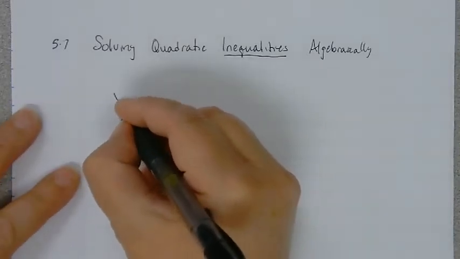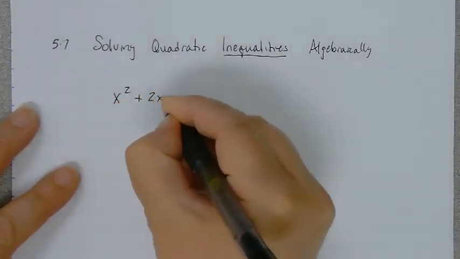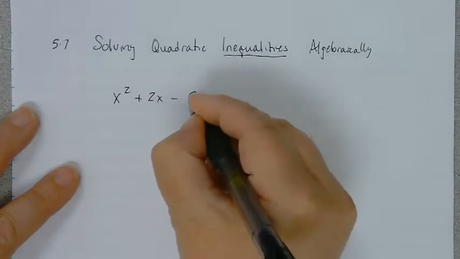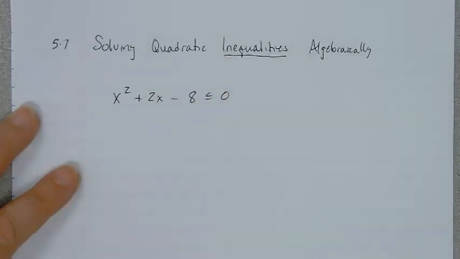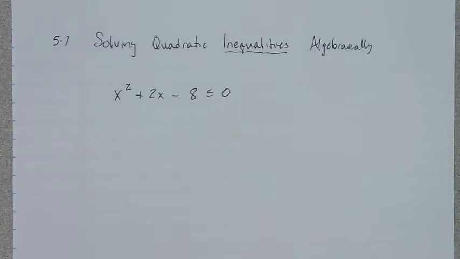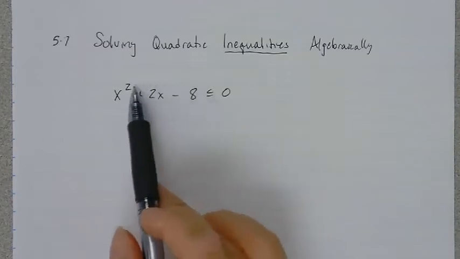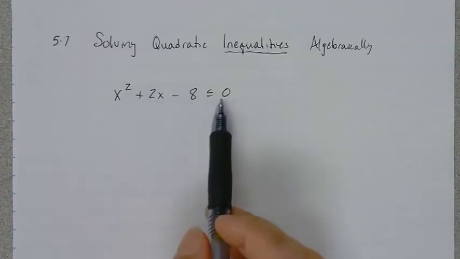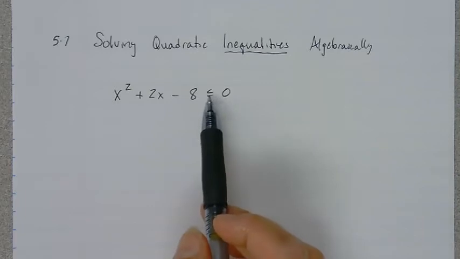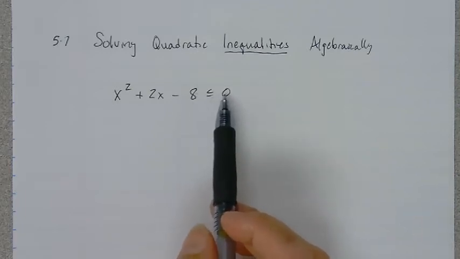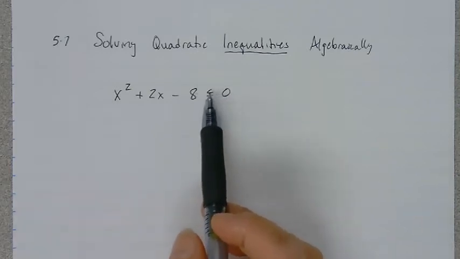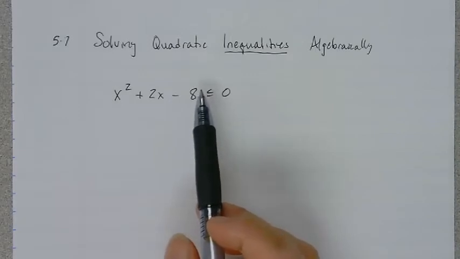x squared plus 2x minus 8 is less than or equal to 0. So we're basically going to solve this the same as if it was an equal sign. But when it was an equal sign, we came up with two solutions. We came up with the two numbers that made this thing equal 0. But now we're looking for the numbers that make this thing smaller than or equal to 0. So we're not just going to have one solution. We're going to have a lot of solutions.